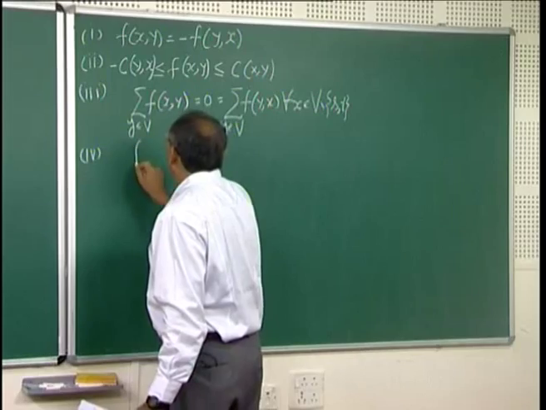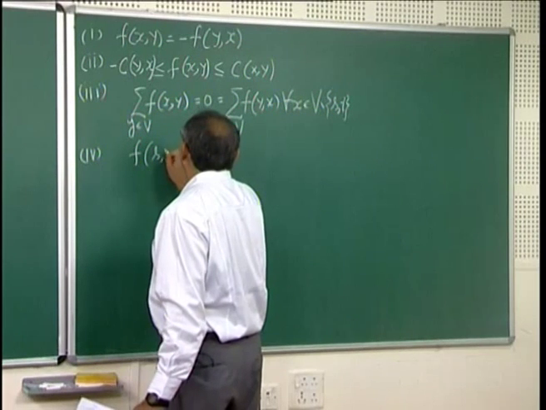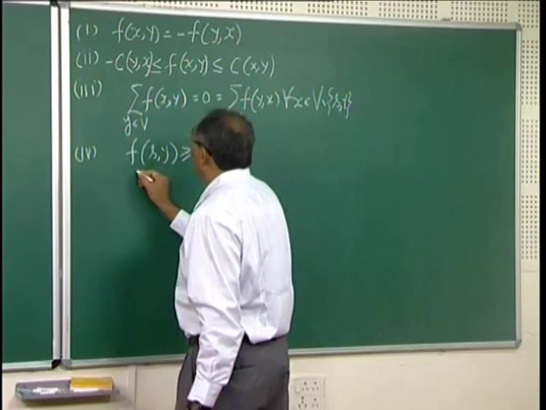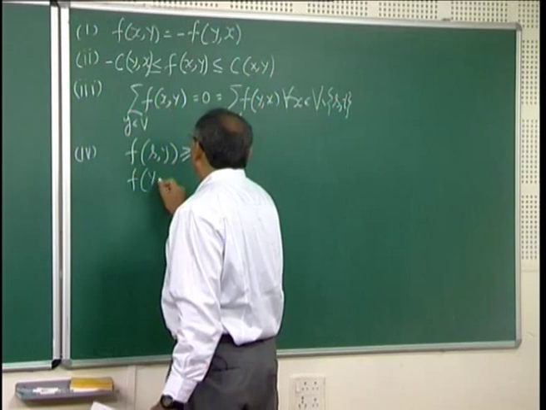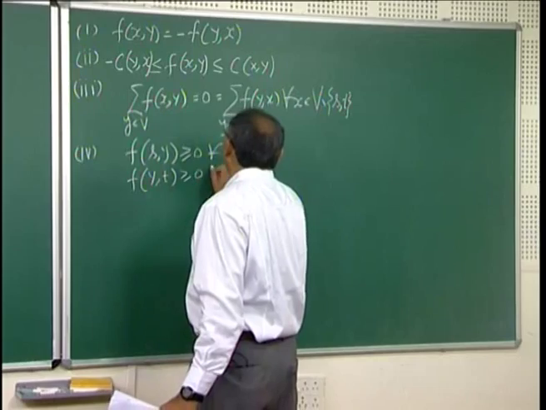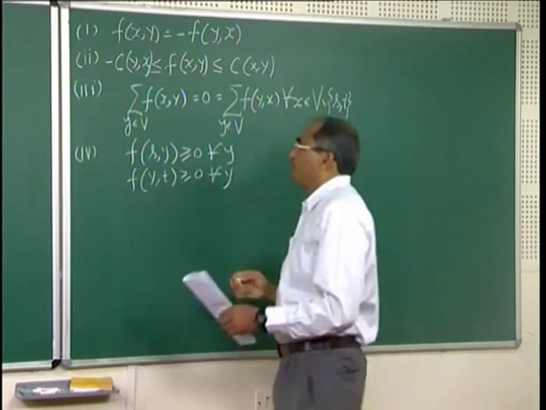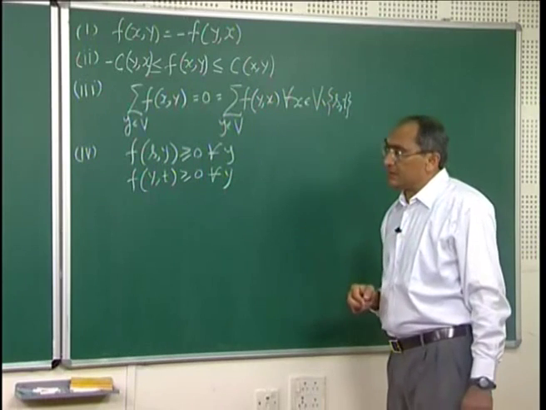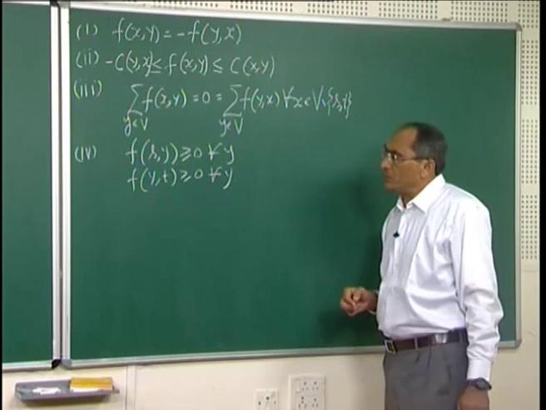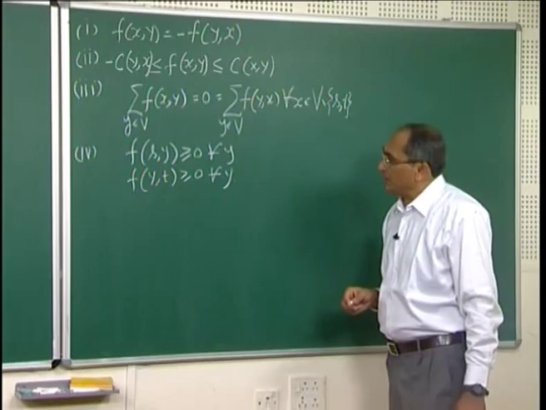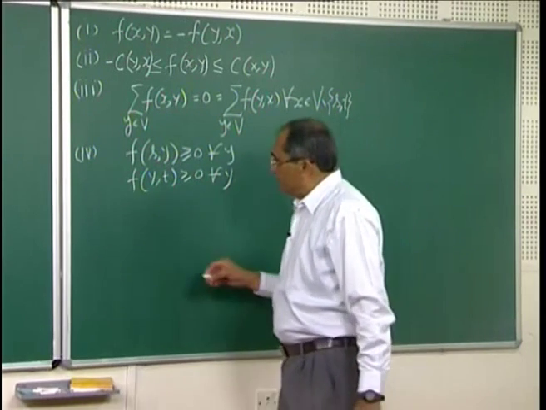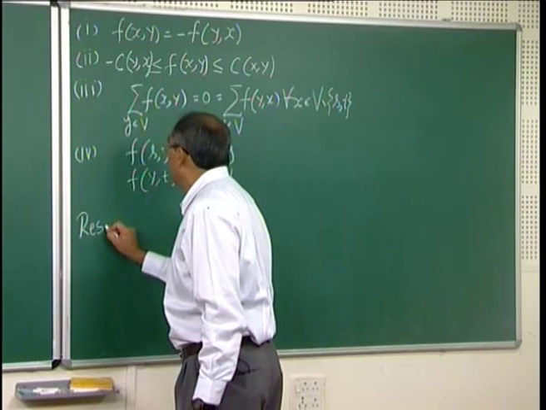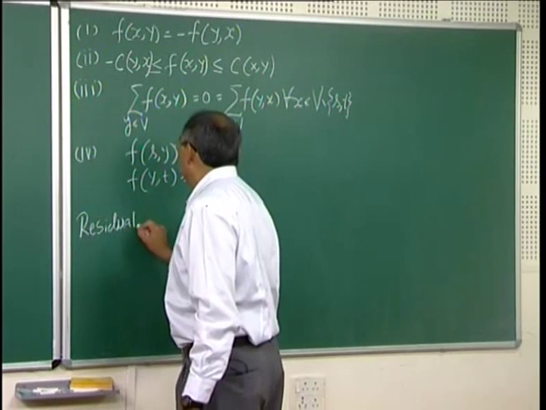So, f of s comma y should be greater than or equal to 0 for all y, and f of y comma t should be greater than or equal to 0 for all y. So, these are the conditions for a valid flow in the network. Now, there is a notion of residual capacity.